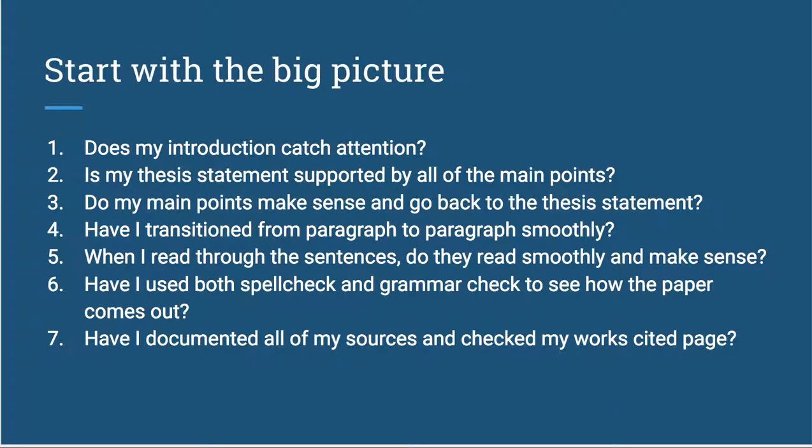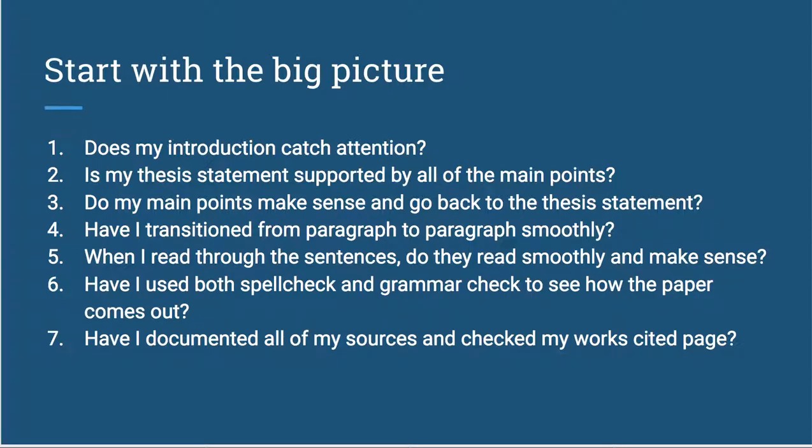All right, so start with the big picture. Let's say you've written your first draft. I also have students who have a very hard time writing a rough first draft and they're kind of revising as they go. If you do that, that's fine. You will still need to go through this process in the end. So start with big picture.